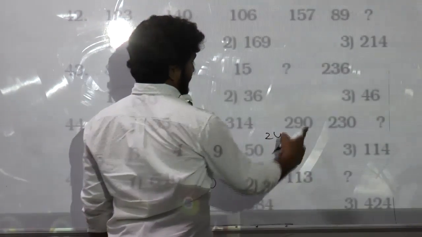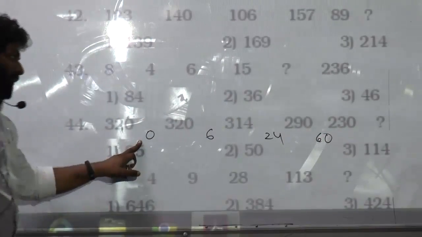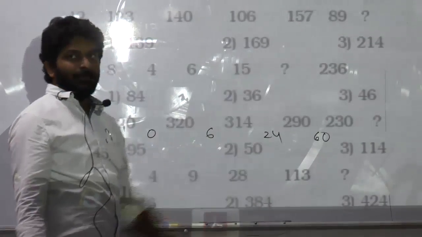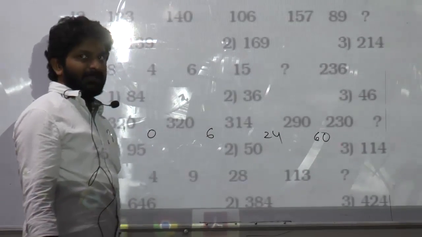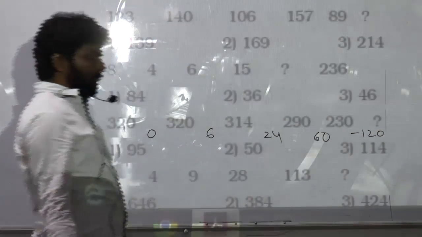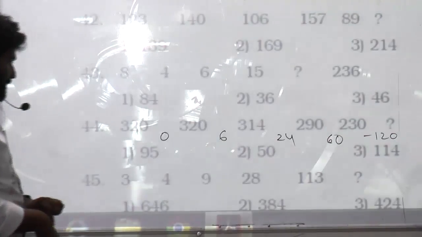24. 60. 1 cube minus 1, 2 cube minus 2, 3 cube minus 3, 4 cube minus 4, 5 cube minus 5. 5 cube minus 5, 120. So need to subtract 120 from here. 230 minus 120, 110.